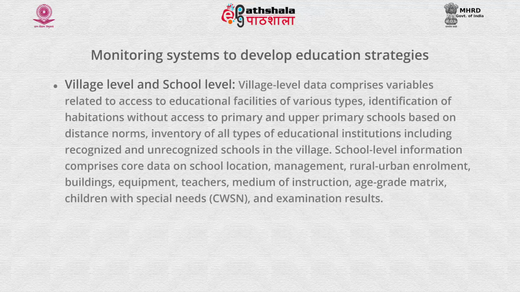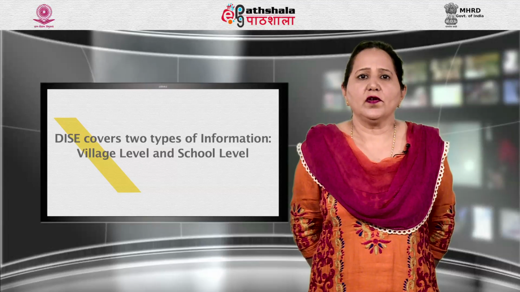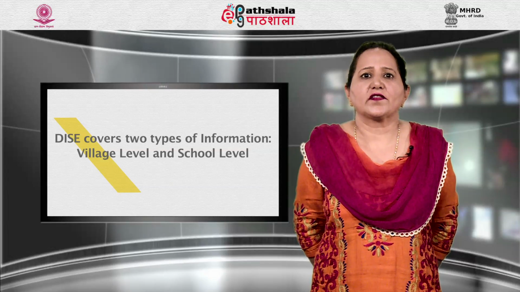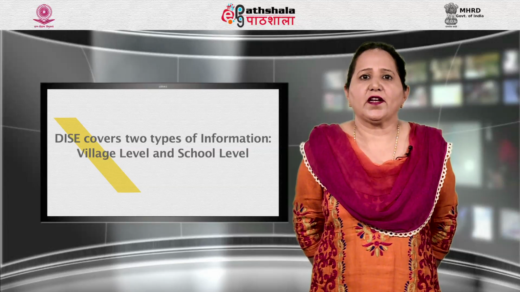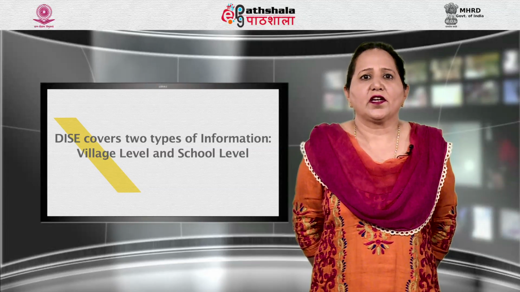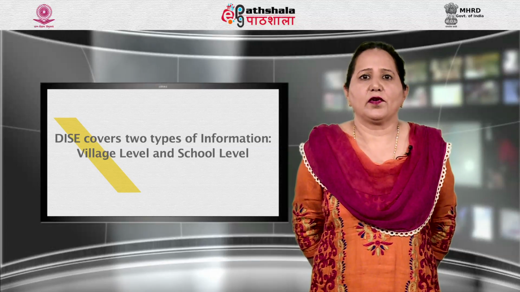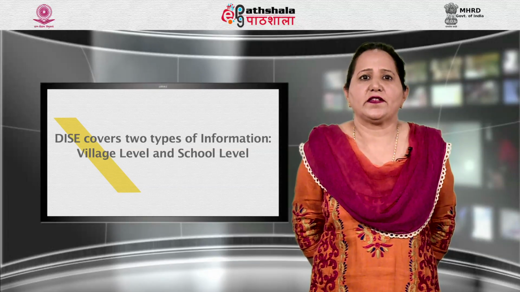School level information comprises core data on school location, management, rural-urban enrollment, buildings, equipment, teachers, medium of instruction, age-grade matrix, children with special needs and examination results. The school summary report shared with the school contains key data on the school and a summary of indicators, which are compared with the cluster, block and the district averages.